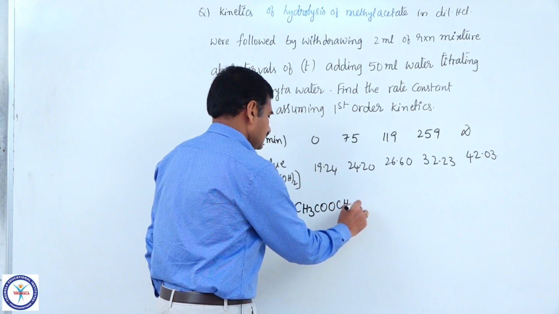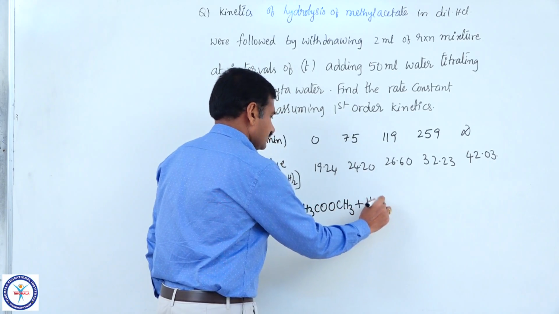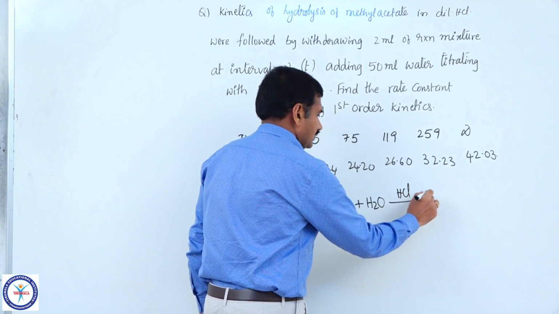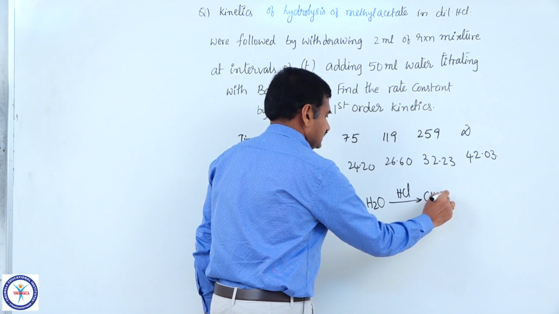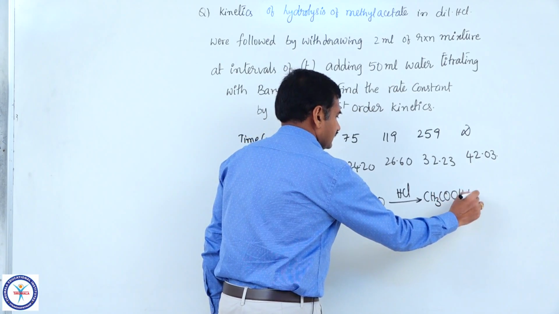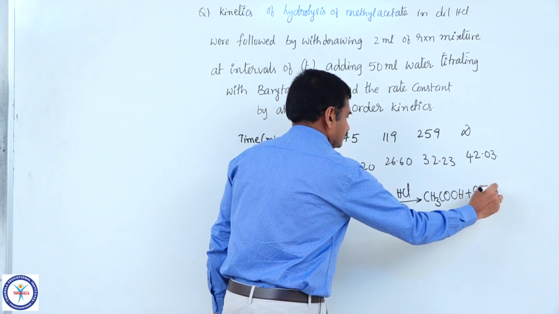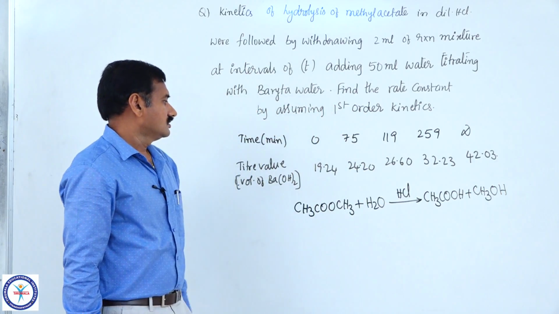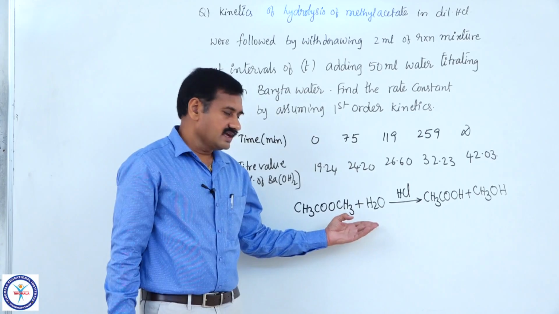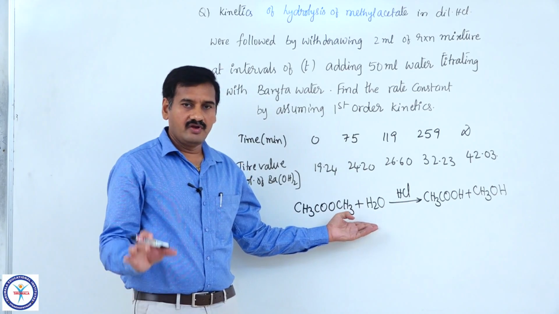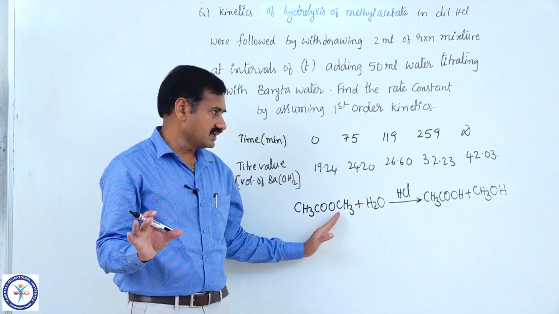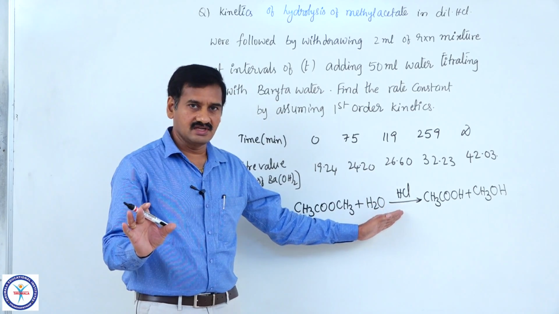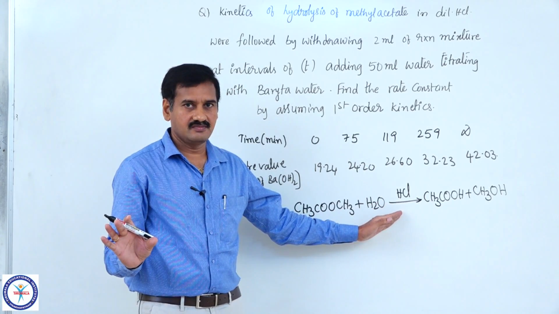Methyl acetate is undergoing hydrolysis. CH3COOCH3 reacts with water in presence of HCl catalyst to give acetic acid CH3COOH plus methyl alcohol. That is the reaction. So, for this reaction to occur, we have to take some amount of methyl acetate, large quantity of water, some amount of hydrochloric acid in the reaction flask.